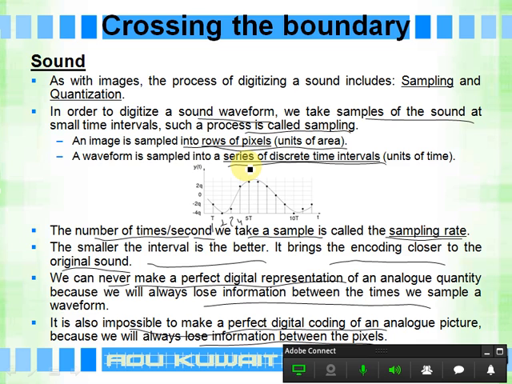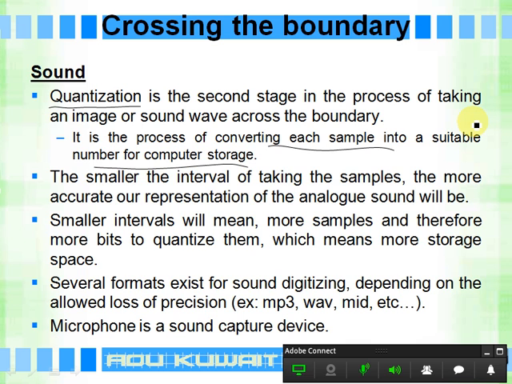What is sampling? Sampling is taking the samples of the analog quantity at small intervals of time, or making the analog quantity into samples. Then giving the numbers to the samples: first taking the samples is sampling, and assigning the numbers to it, zeros and ones, is called quantization. So the smaller the interval for taking the samples, the more accurate our representation of the analog sound will be.